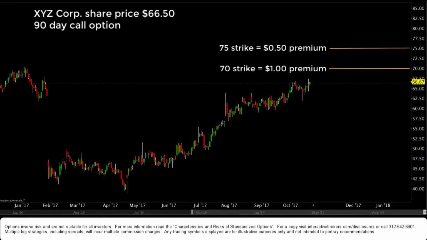An investor is moderately bullish on the short-term prospects of the stock and expects it to rise by more than 10% by the time options expire. In order to reach the $70 strike price, the shares must rise by 5.2%. In order to reach the $75 strike, its shares must rise by almost 13%. And so if the investor paid $1 premium for the right to buy shares at $70 at or before expiration, because the break-even price is calculated by adding the cost of the premium to the strike price, the shares must rise to $71 or 6.7%.